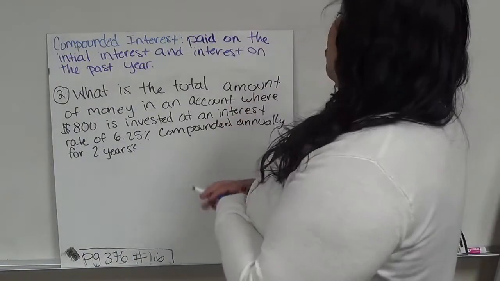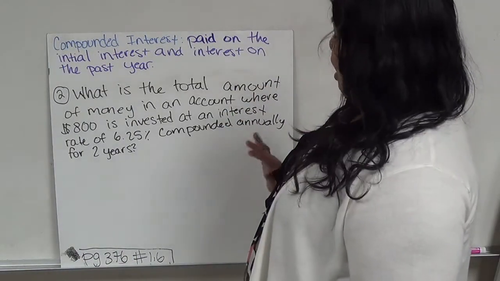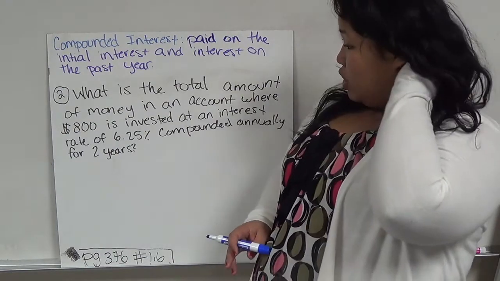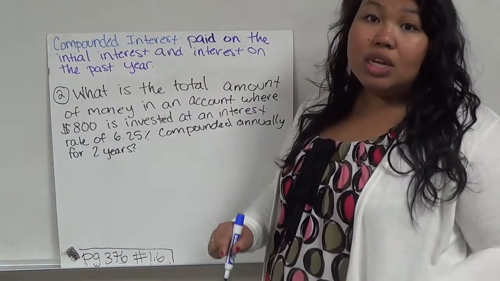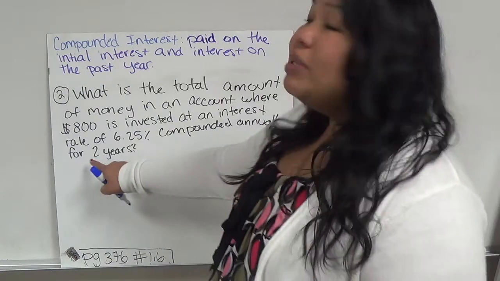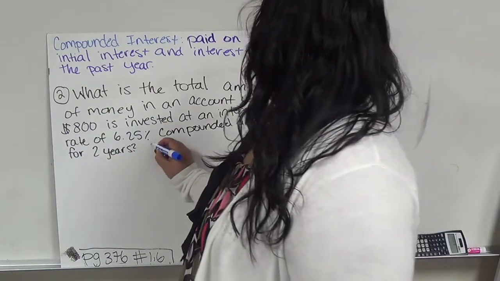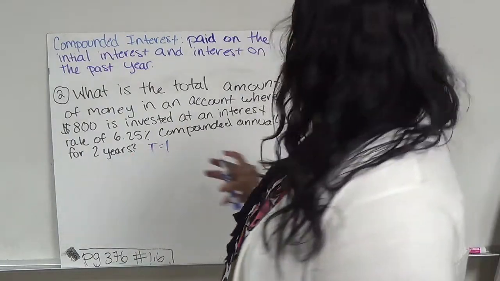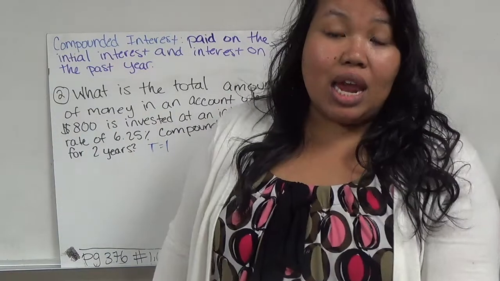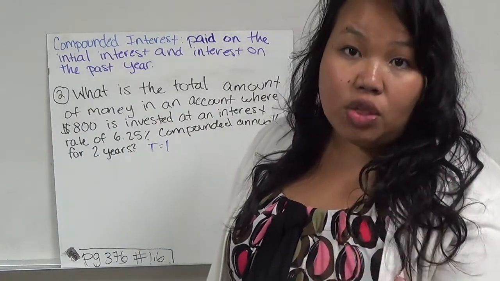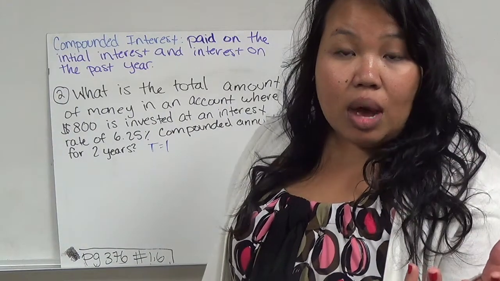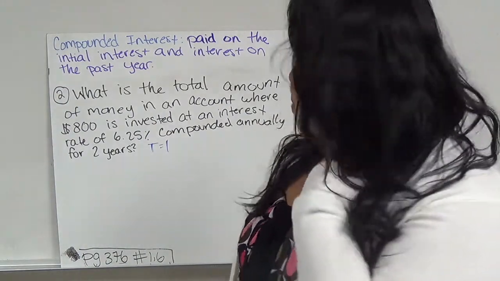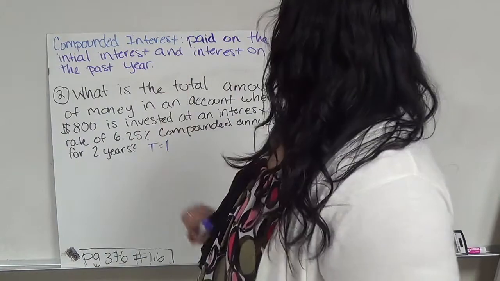Okay. So what that means is when I want to compound it annually for 2 years, I'm going to find each interest every year. So my time is not going to be 2. My time is actually going to be 1. And then I'm going to find the interest for 1 year and the interest for the second year, and then I'm going to add it. And I'll show you what the difference is between simple interest and compound interest. Okay. So let's just do the first year.